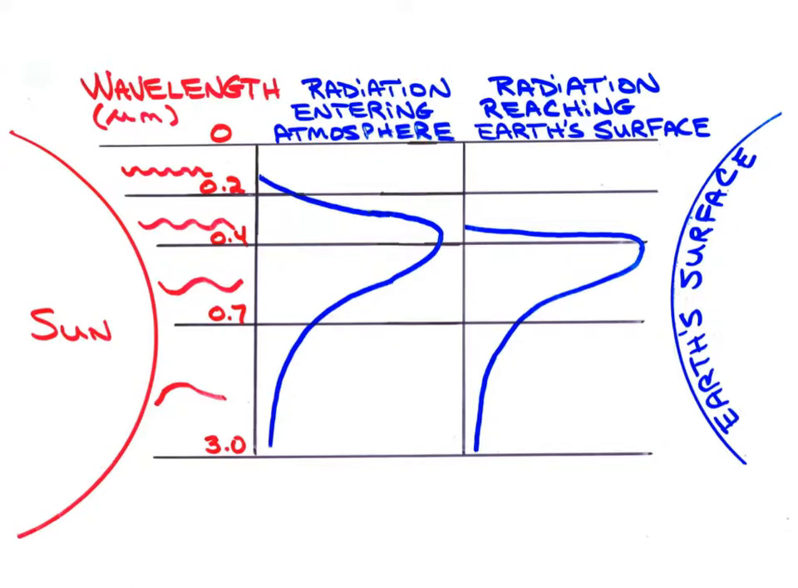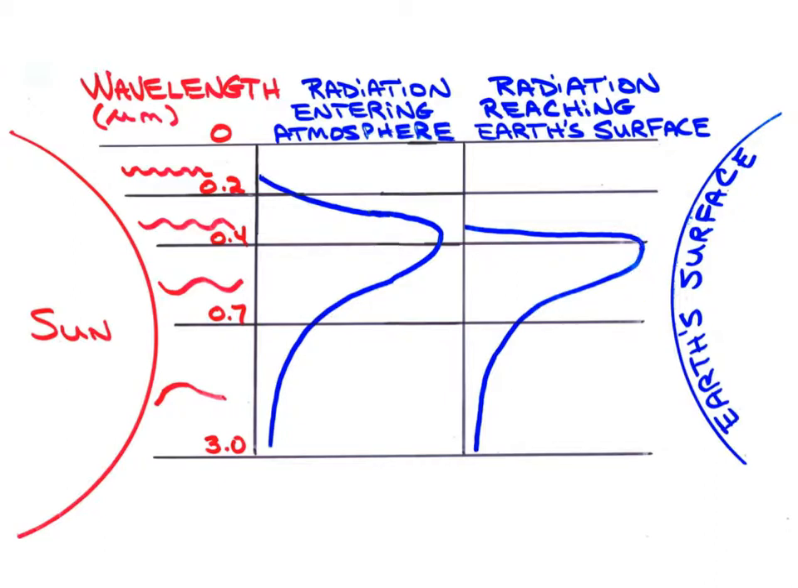Now this curve here is the radiation that reaches the Earth's surface. Notice that there's been a change through here. In fact, of all the wavelengths arriving to the Earth from the Sun, many of the short wavelengths do not reach the Earth's surface. They're removed by the gases of the atmosphere. Here are the wavelengths entering the atmosphere, but here are the wavelengths reaching the Earth's surface.